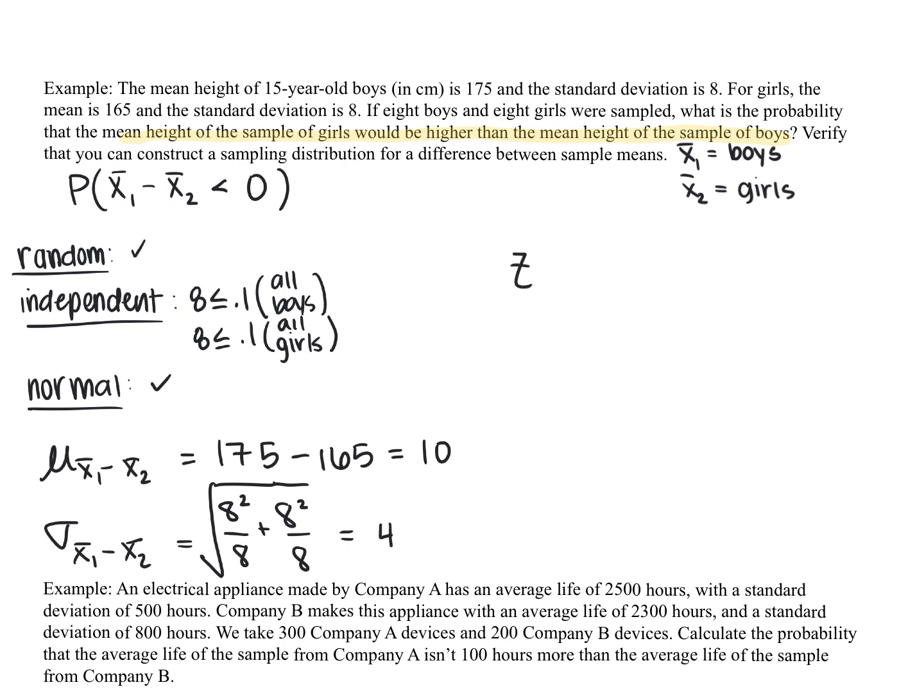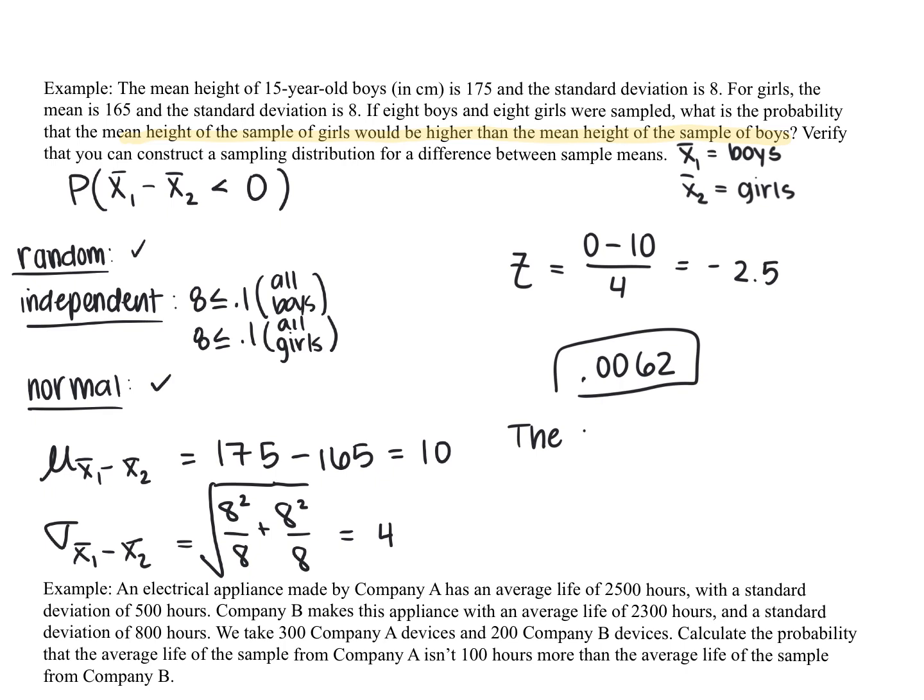So for my z-score, I'm going to do 0 minus 10 all over 4, and we get negative 2.5. So when I go to normal CDF, my lower bound is going to be negative 1E99, my upper bound is negative 2.5, mean of 0 and standard deviation of 1. And we get 0.0062.